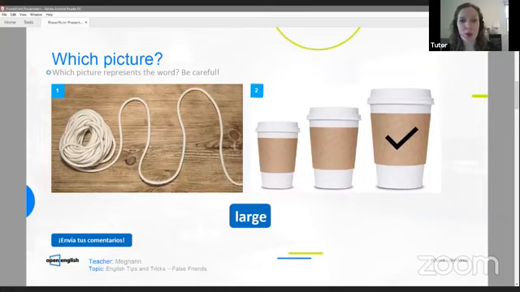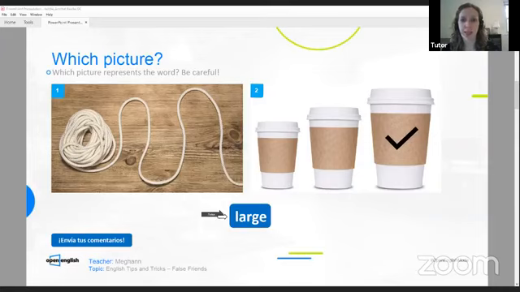Okay, let's begin. So we will start with a little quiz, a little test, un examen pequeño. Which picture represents the word? Be careful, ten cuidado. The word that I am looking at is large, the English word large. Which picture represents the word? Picture number 1, the rope, or picture number 2, the coffee? What do you think? Envía tus comentarios. Which picture represents the English word large?